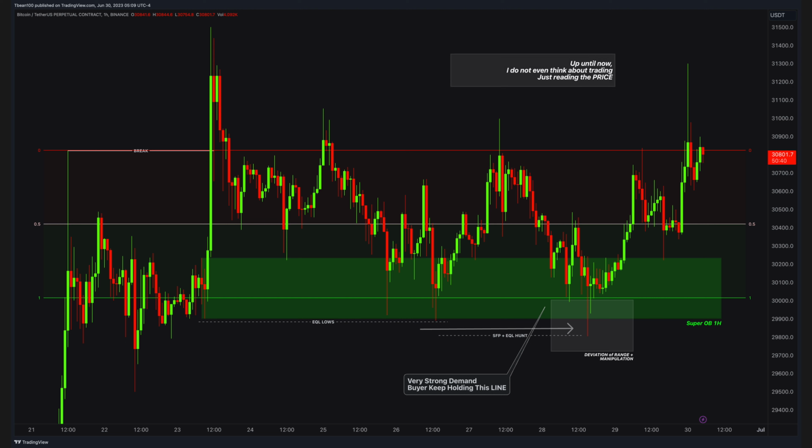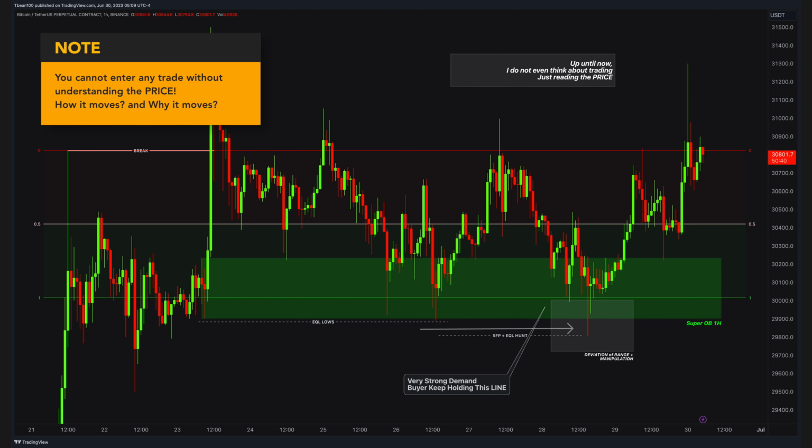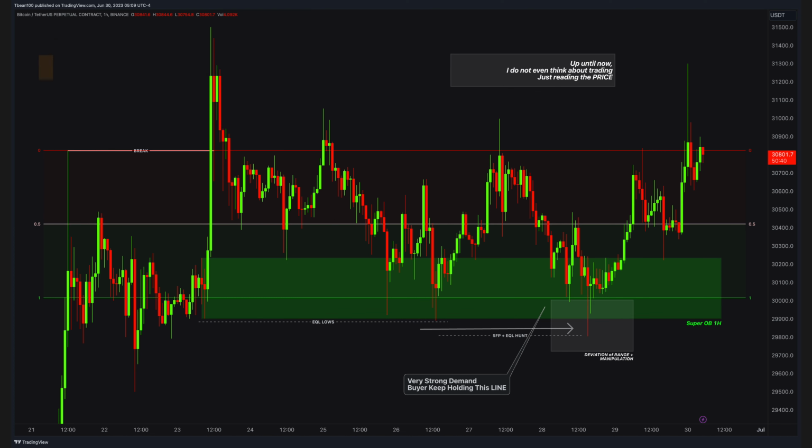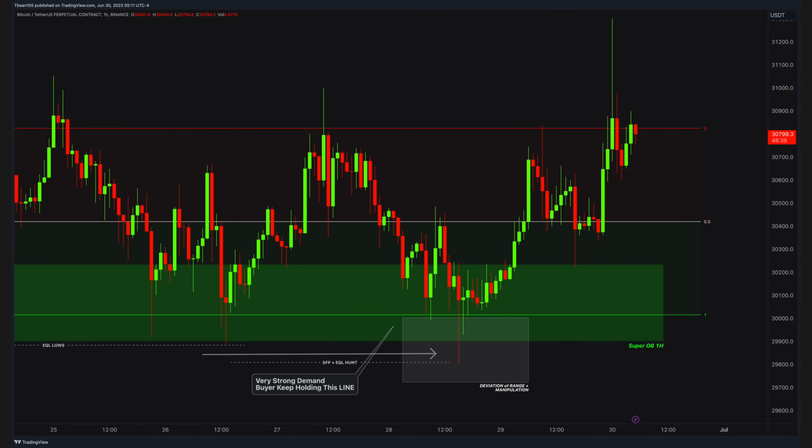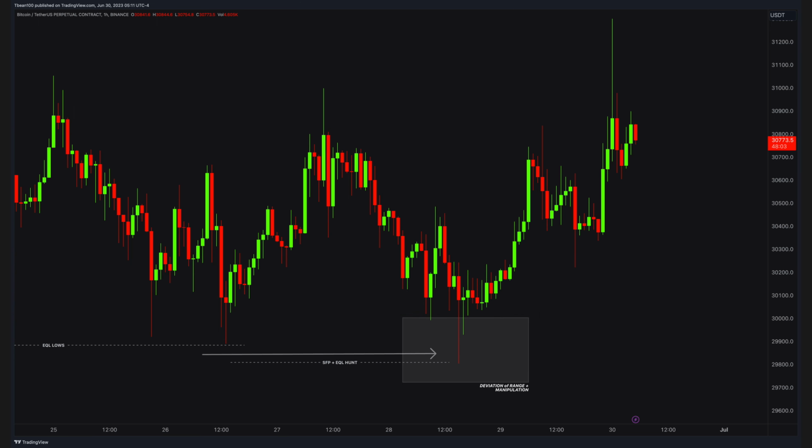Up until this moment, I never think about trading at all. I'm just trying to understand the price. What did it do? Where is it? Where can it go? Simple questions. Let me zoom into my trade and take a much closer look, removing all other things so you can see clearly.